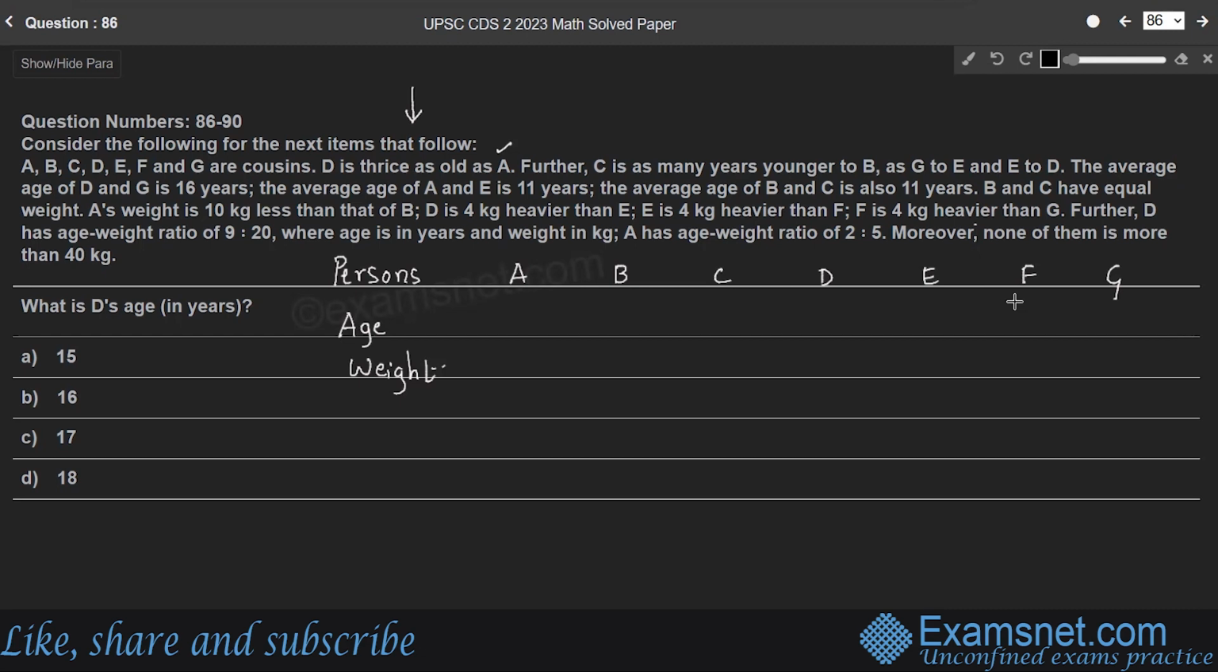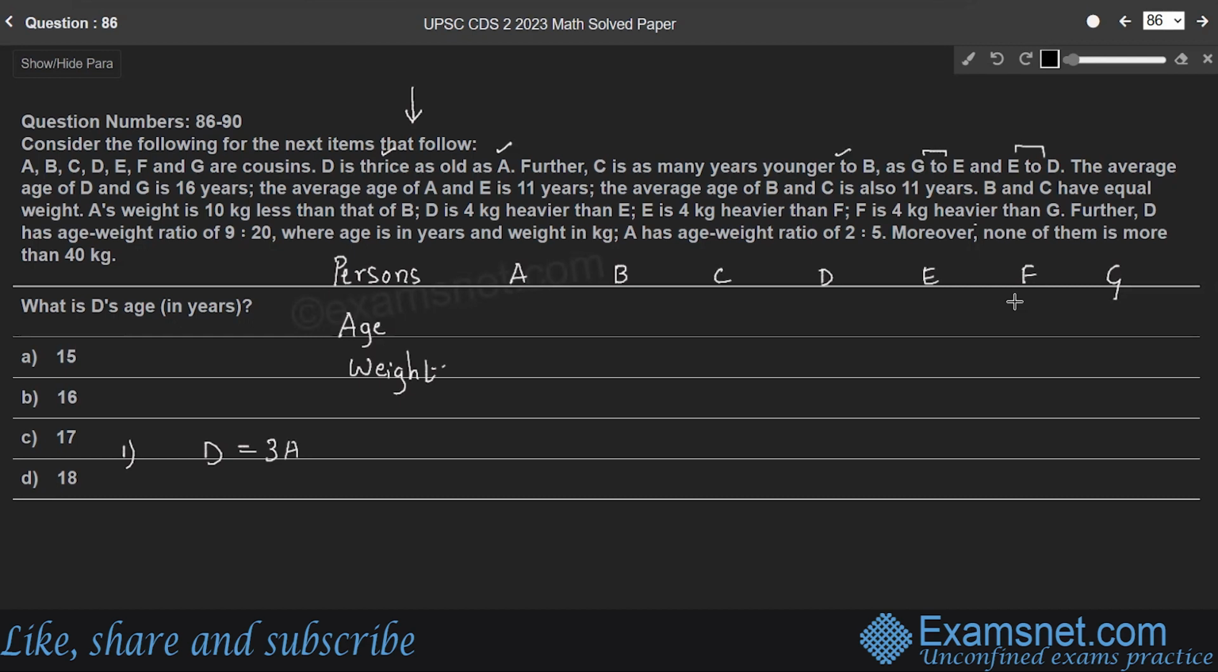So it is given that D is thrice as old as A. So D's age is 3 times A's age. C is as many years younger to B as G to E and E to D. That means the age difference between G and E is equal to the age difference between B and C, which is equal to E and D.